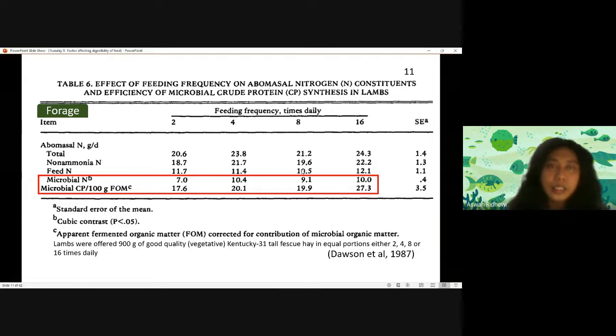However, in this slide there is another positive effect, I think, because this experiment shows the effect of feeding frequency on abomasal nitrogen and the efficiency of microbial crude protein. What we can get from this picture is that with more frequent feeding, yes, the pH will be lower compared with the previous slide, but the microbial N and the efficiency of microbial crude protein tend to be much better compared with only 2 times feeding. So another positive effect of more frequent feeding is that microbial crude protein synthesis is much higher. This is maybe because of the activity of the microbes from the frequent feeding given to the animals.